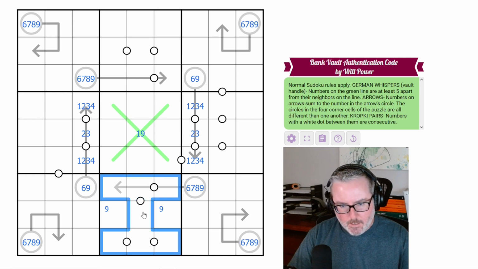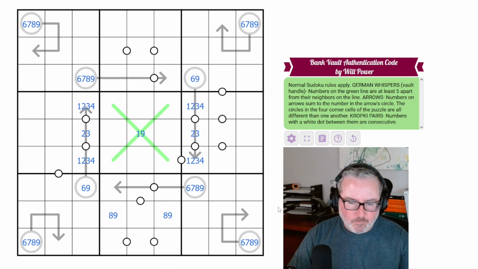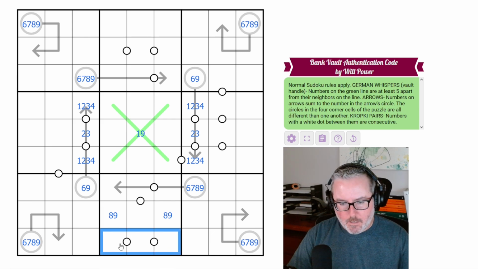This can't be an 8 because that would be 7, 6. So you're looking at a 9, 8 pair here. Now if we've got a 9, 8 pair here, this could be a 7, 6, 5, or I think we said one of the possible options would be a 3, 4, 5.